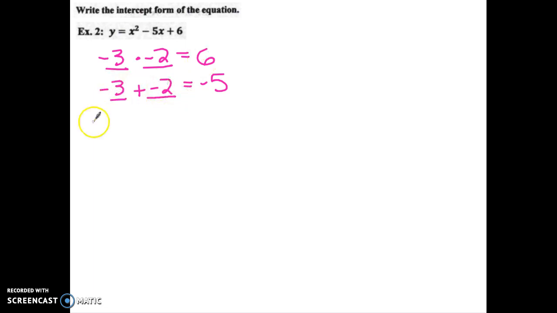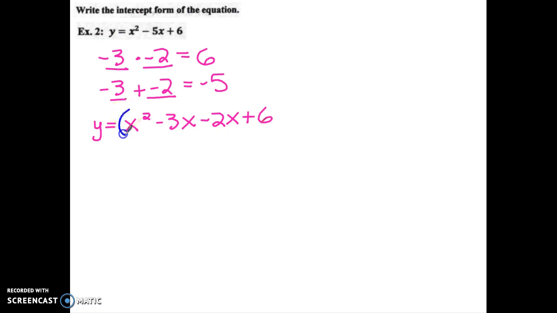Okay, so let's go ahead and replace our b value with these two numbers. So we have x squared minus 3x minus 2x plus 6. All right. Now see if you can go from here and finish. Press play to see the remainder.